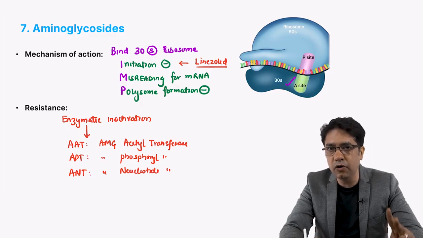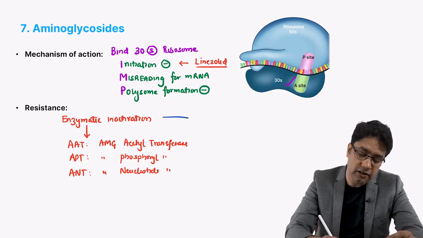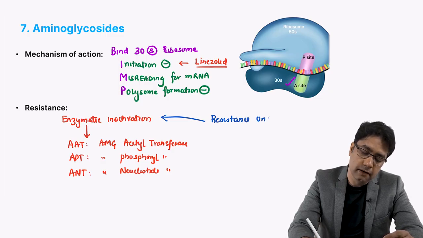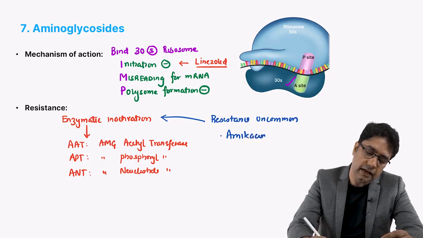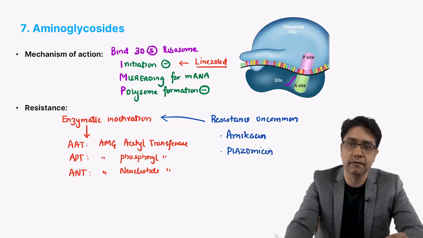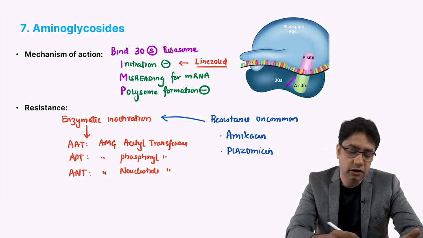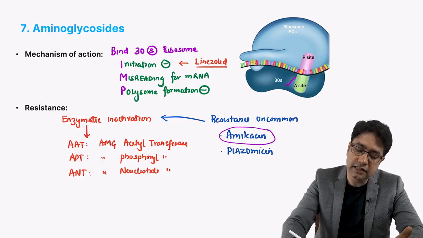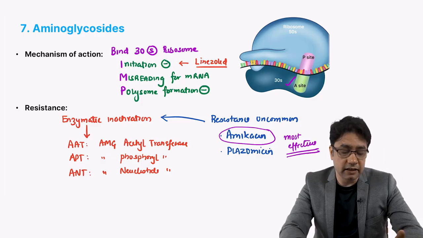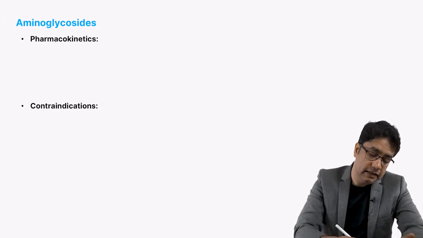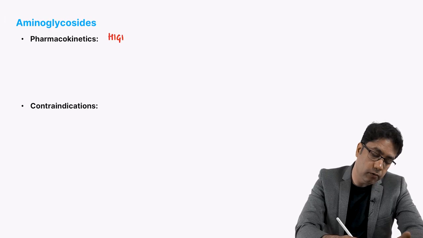But there are two aminoglycosides against which resistance is uncommon. Resistance is uncommon against amikacin, which is an aminoglycoside, and plazomicin. So if I ask you this question in an indirect way, which is the most effective aminoglycoside against bacteria? You will get an option of amikacin. Can we say that they are the most effective aminoglycosides for any bacteria? Now the next point is that aminoglycosides are highly polar molecules.